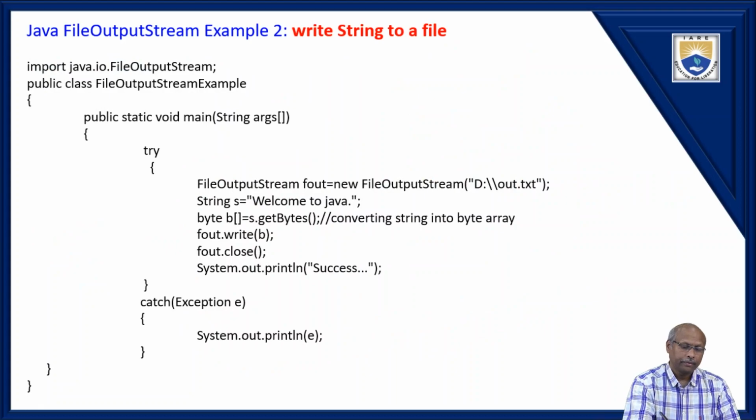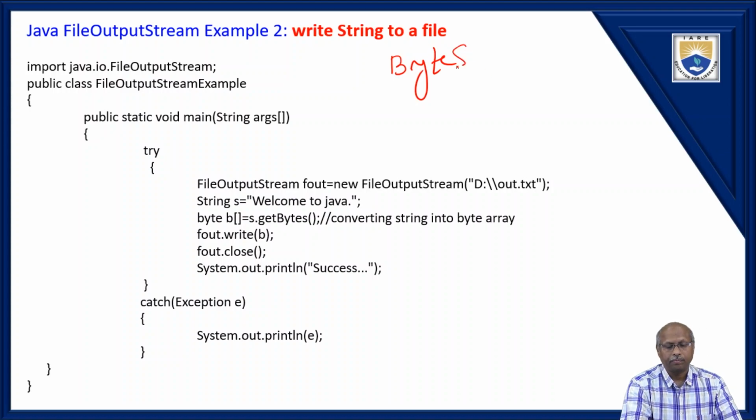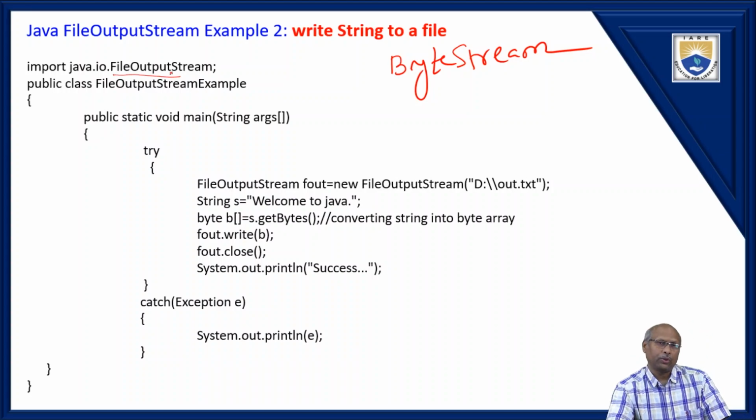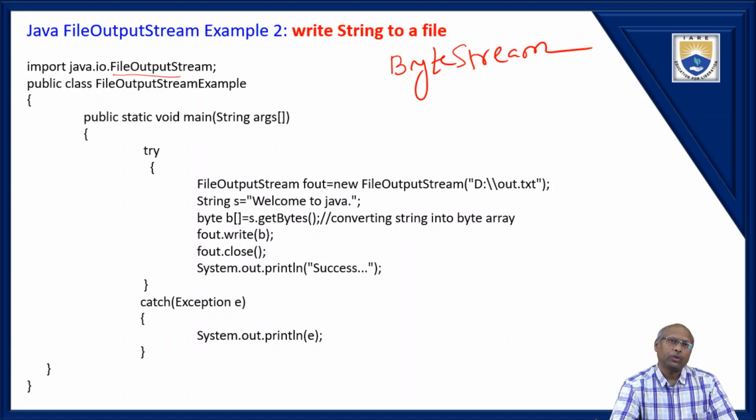Next, assume I want to write a string. If you want to write a string, what do you have to do? Using byte stream I want to write. How to write? First of all, you create a class called FileOutputStreamExample and import java.io.FileOutputStream. First of all, you have to import, because that class will allow you to create an object and write.